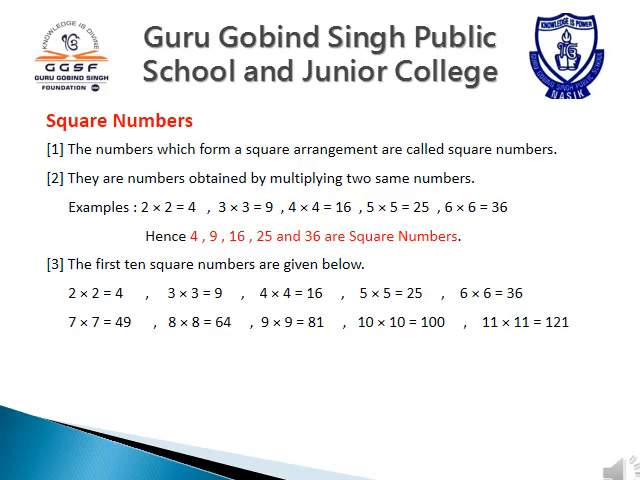Square numbers. The numbers which form a square arrangement are called square numbers. They are numbers obtained by multiplying two same numbers. For example, 2 multiplied by 2 is equal to 4, 3 multiplied by 3 is equal to 9, 4 multiplied by 4 is equal to 16, 5 multiplied by 5 is equal to 25, 6 multiplied by 6 is equal to 36. Here you can see that I have multiplied the same numbers, and the products of these numbers we call square numbers. So here 4, 9, 16, 25 and 36 are the square numbers.